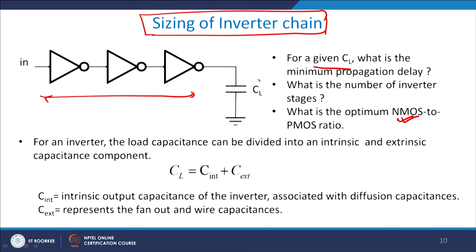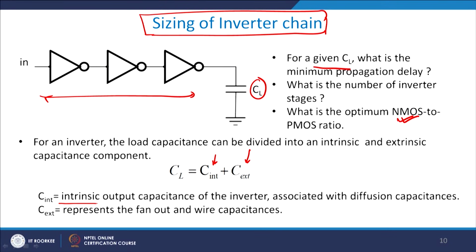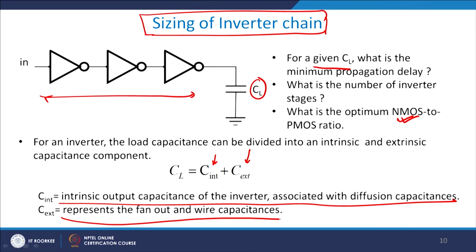Now, any load capacitance which you see here will be composed of intrinsic capacitances and extrinsic or external capacitances. Intrinsic capacitances are self loading capacitances, capacitance because of the drain and diffusion, and external capacitances are by virtue of wire, by external sources, by everything else you define, right. So, I define intrinsic as output capacitance of the inverter associated with diffusion capacitances, and what is C external? Fan out and wire capacitances. So, CG3, CG4 plus CW is external capacitance, and CDB1, CGD1 and CGD2 are all diffusion capacitances, right, they are all intrinsic capacitances.